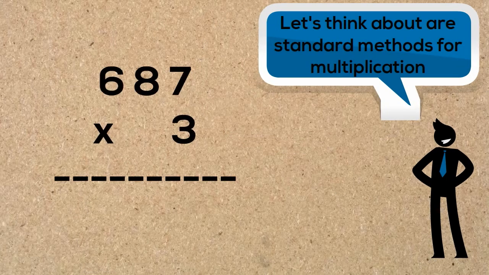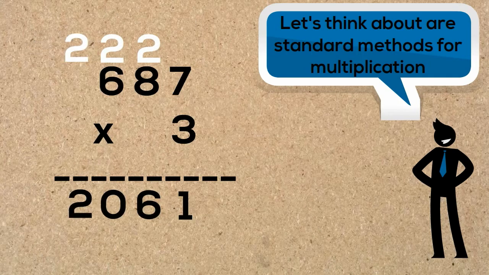Let's think about the standard algorithm. 7 times 3 would equal 21. We'd have to regroup the 2. Now 3 times 8 equals 24, plus the 2 we regrouped equals 26. Next, 3 times 6 equals 18, plus the 2 equals 20.